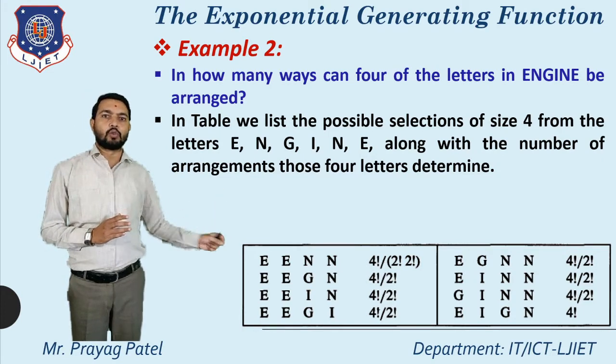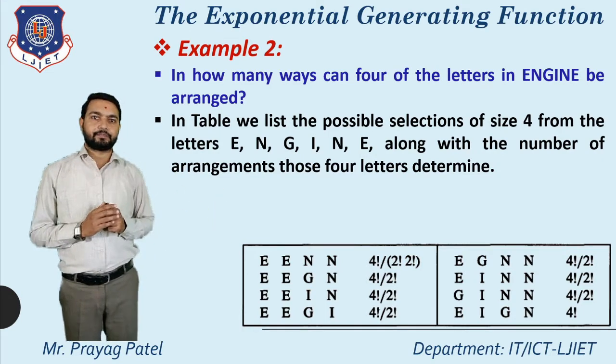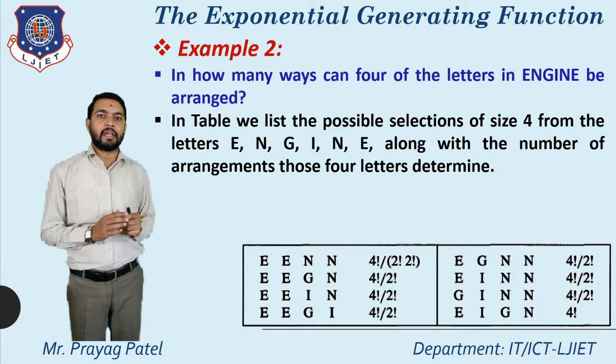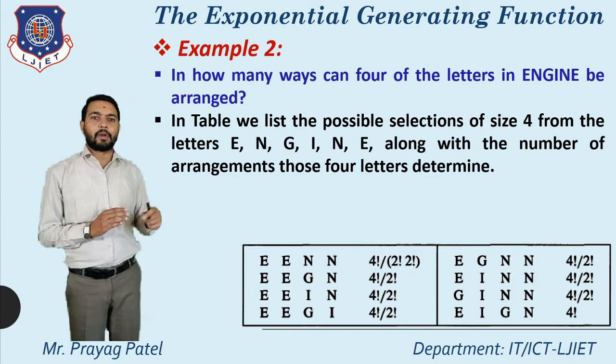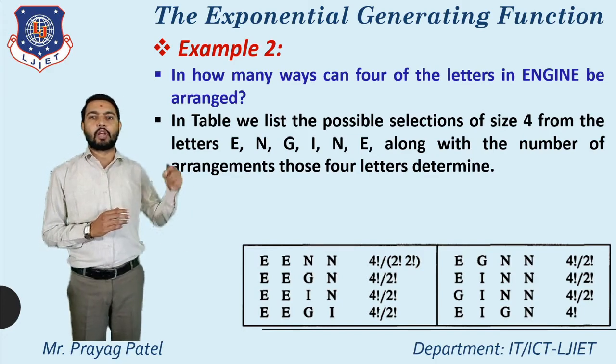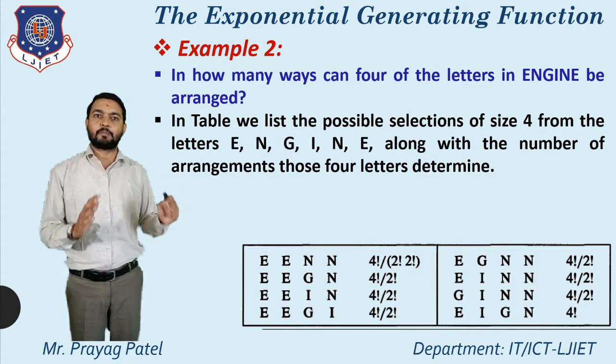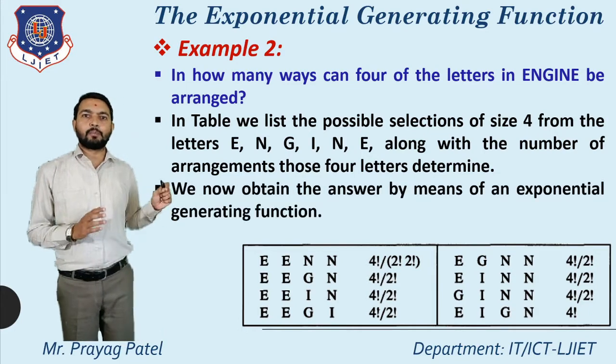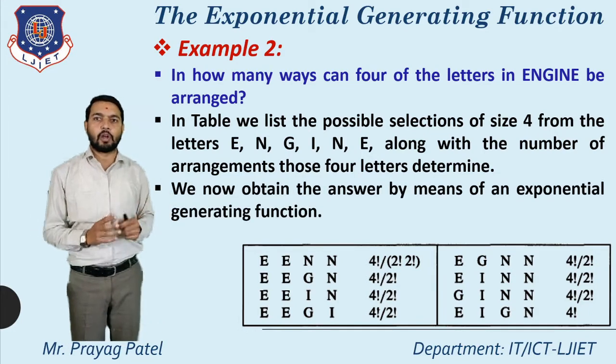So here we consider all the cases. Now the last case, E, I, G, N. That means all the elements are different. That means 4 factorial divided by 1 factorial into 1 factorial into 1 factorial into 1 factorial. That means the answer is 4 factorial. So these are all the possibilities for arranging these 4 letters.